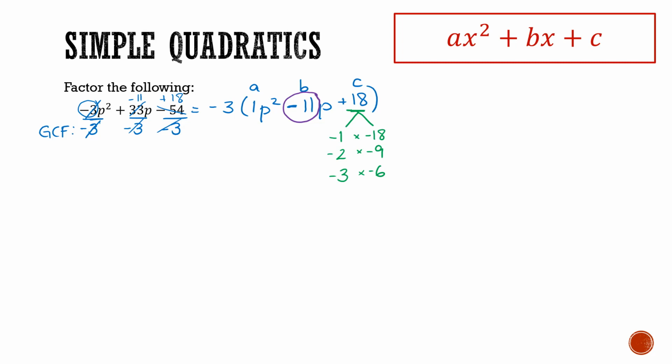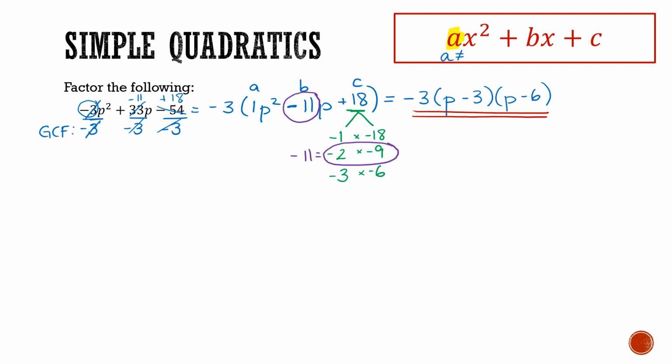Now we can find a pair that total up to negative 11, and I can see that negative 2 and negative 9 add up to negative 11. So using these values in my factorization, I have negative 3 times p minus 2 times p minus 9. And that's my final answer. So hopefully we have a handle on how to factorize quadratics when this a coefficient here is equal to 1. Let's try a few examples where that a coefficient is not 1.